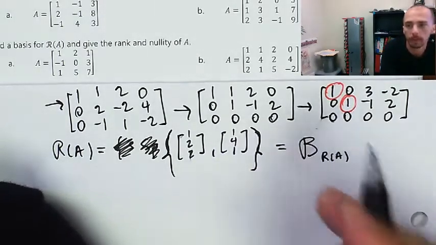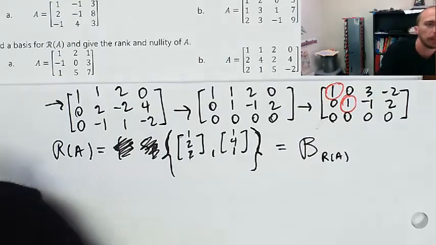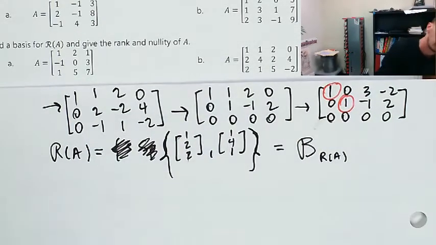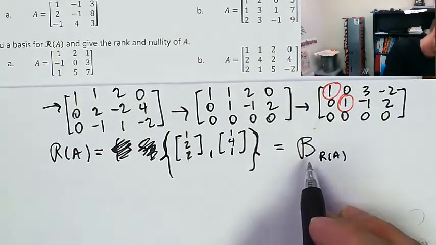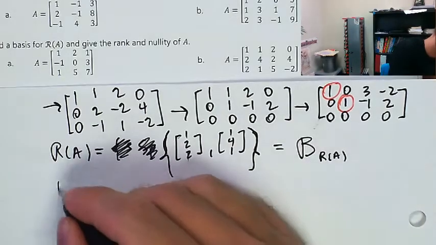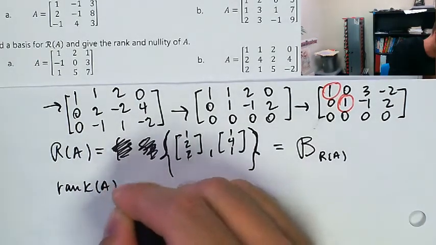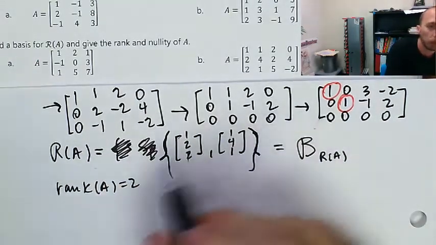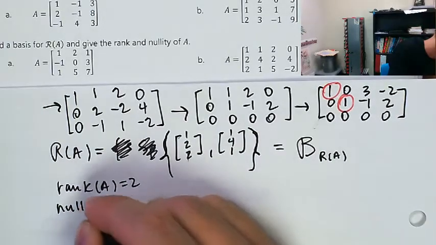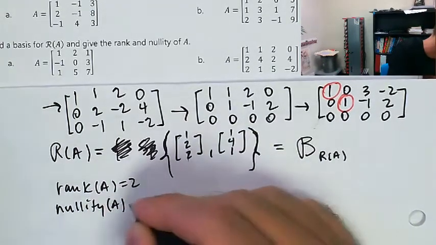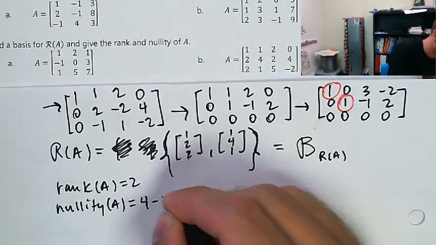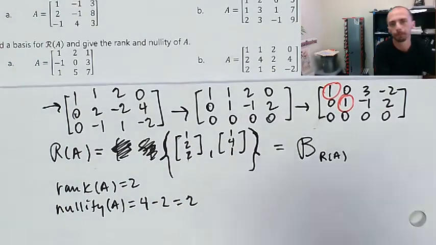And since there's 2 vectors in the basis, I've got rank 2. Since there were 4 columns, I'm going to say the nullity of A is equal to the number of columns minus the rank, which is going to be 2.